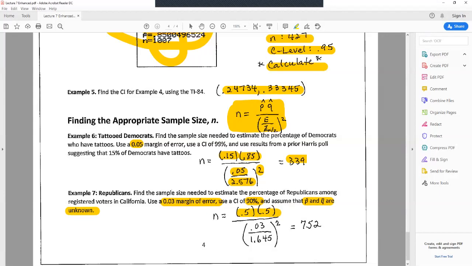So this would be p-hat times q-hat. This is the margin of error. This is the critical value at the 90% level. Of course, you square this and you get 752. In other words, at the 3% margin of error and a 90% confidence interval, you would need to survey 752 individuals.